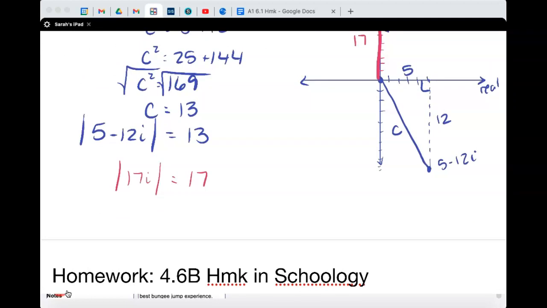So you have 4.6b from Schoology. Hold your horses.